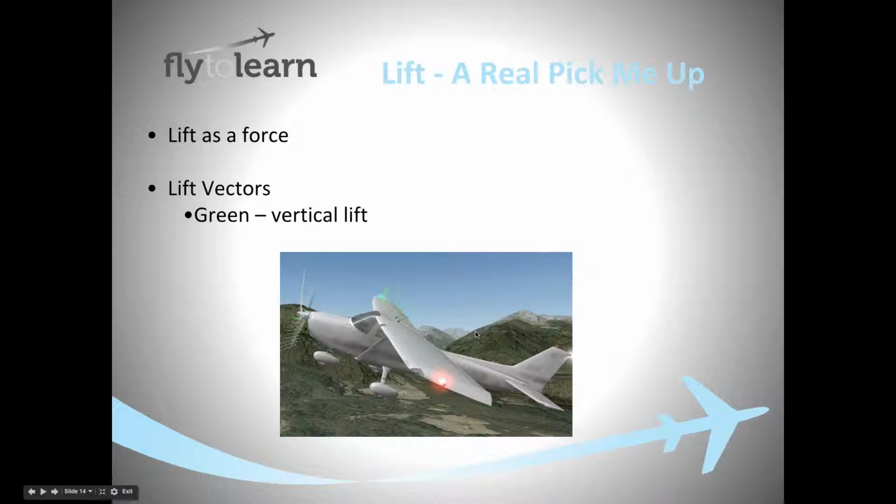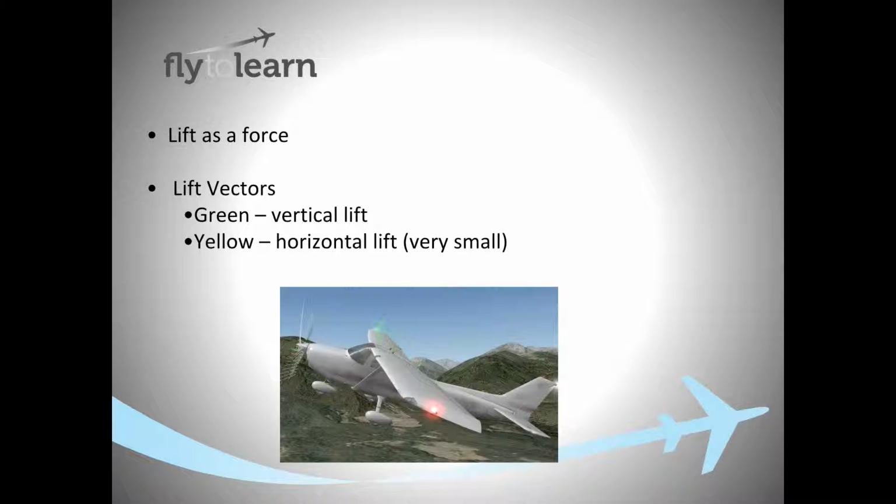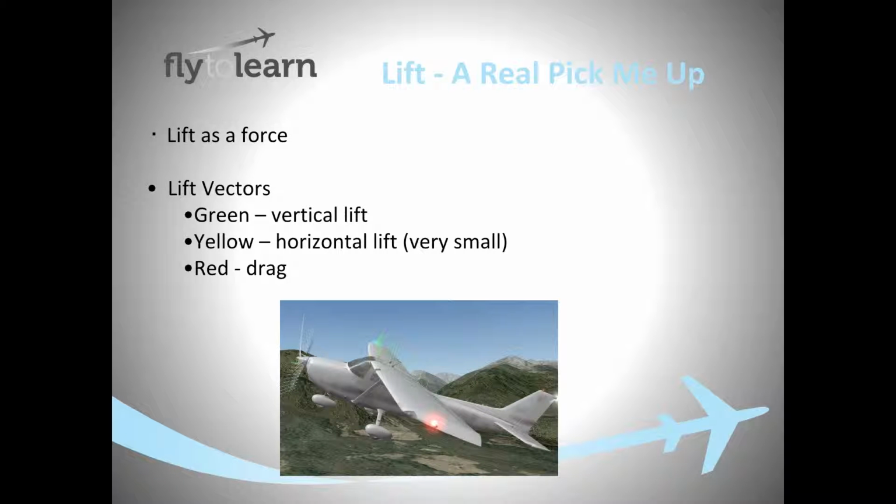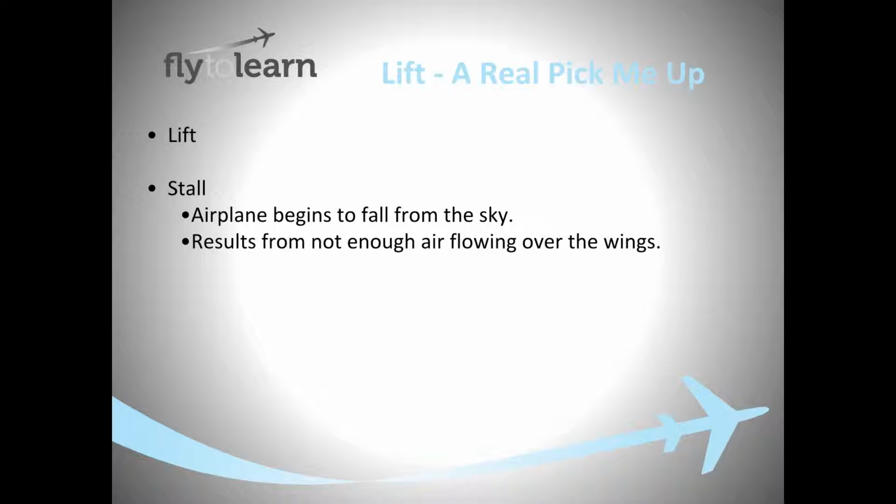Now, the vector arrows, and we're going to watch a video shortly. It's going to talk a little bit more about this. The vector arrows are green, and these will show how much lift you have. If they're really little, you have no lift at all. If they're really high, you have a lot of lift. Now, there's also yellow ones that are horizontal lift. They're very small, okay? Red, as you can see in this image, the little tips, if you have a lot of red, red is equal to drag, okay?